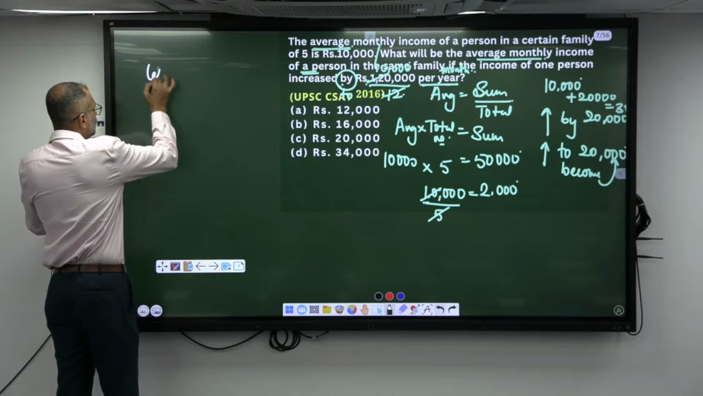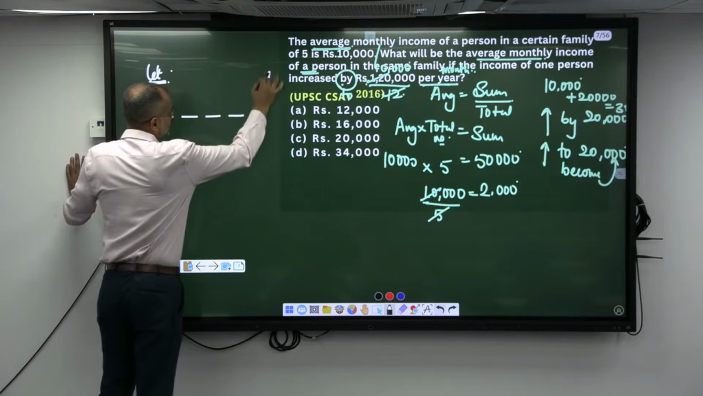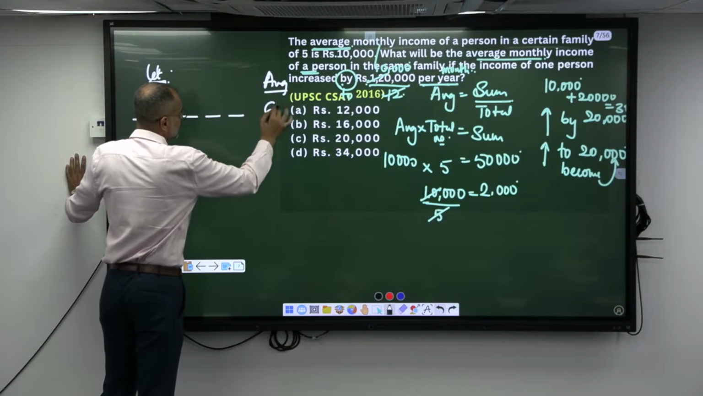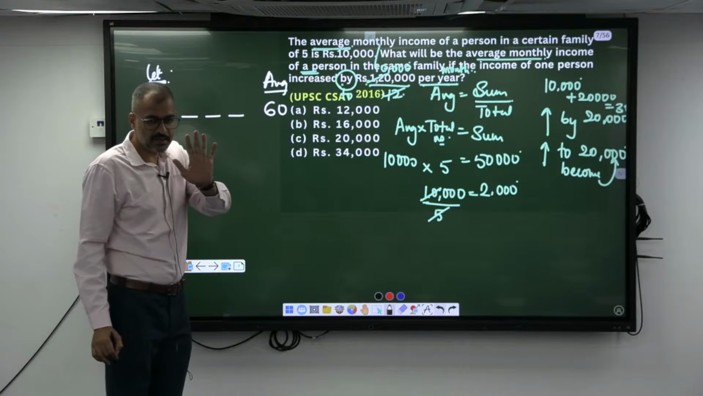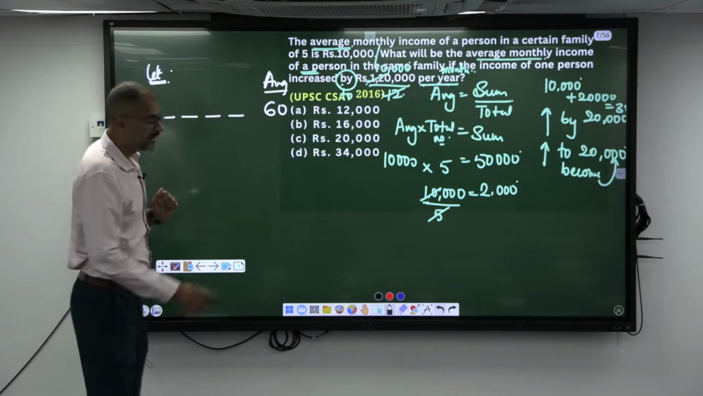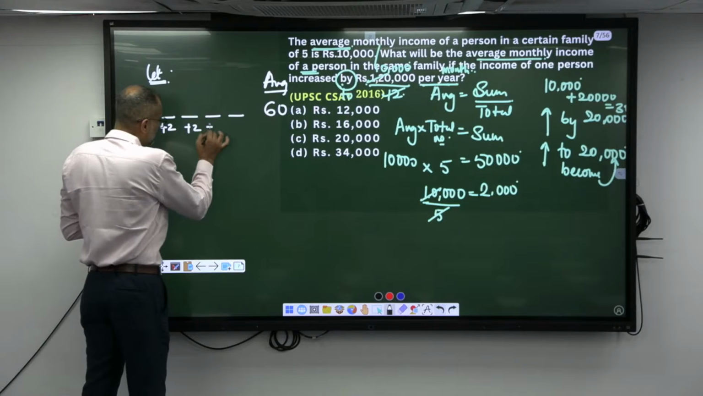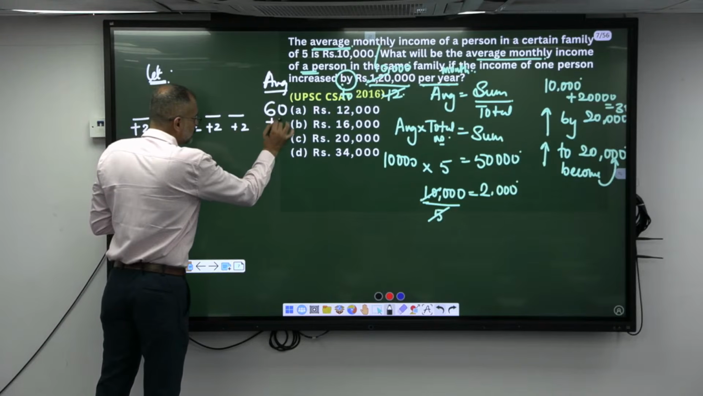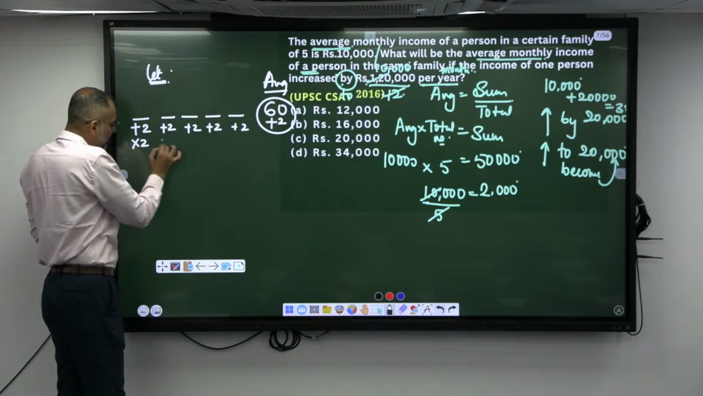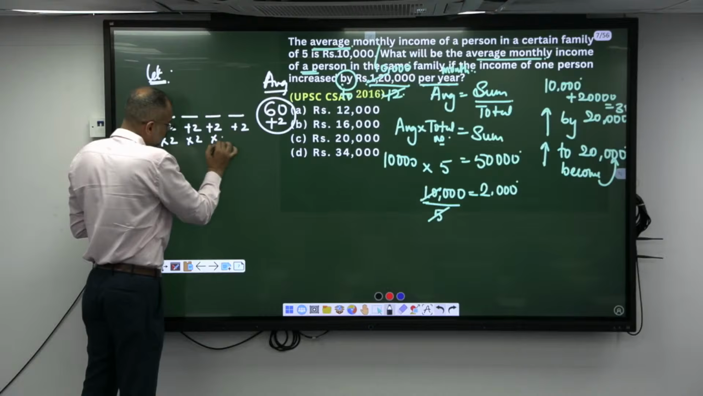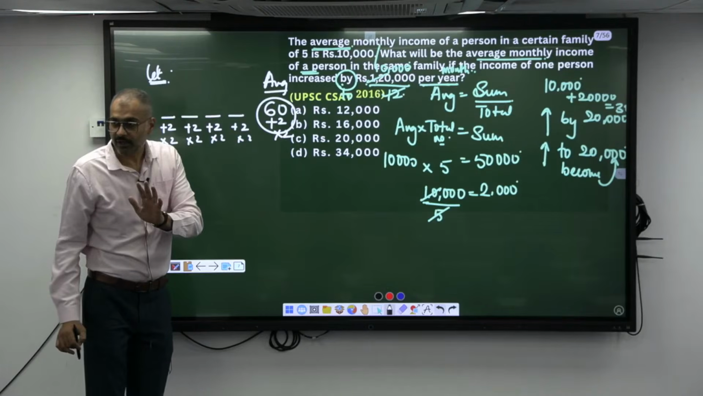Let's say 5 observations are there and their average is 60. If I add 2 to each of these observations, what happens to the average? The average also gets added by 2. Similarly, if I multiply each by 2, what happens to the average? It gets multiplied by 2.